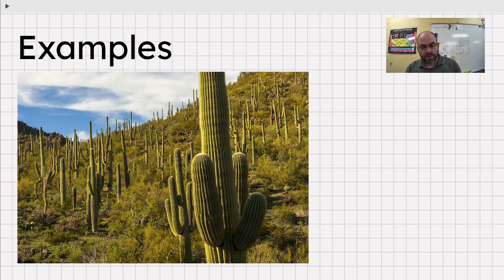Here's a picture of a saguaro cactus, these giant cactuses that when people ask someone to draw a cactus, they're going to draw one of these, right? They're kind of the poster child of cacti. They have a very narrow range of temperature and precipitation. They live in one place in the world, right?